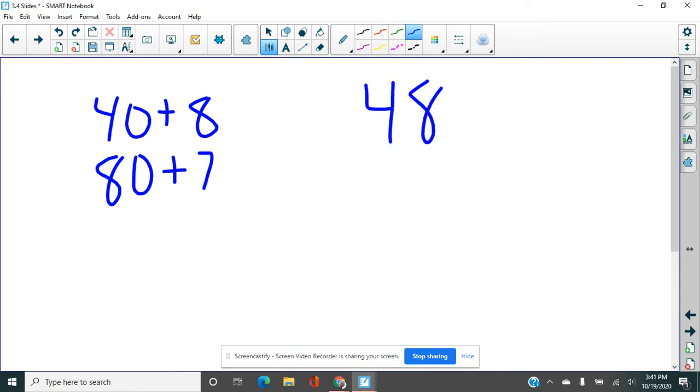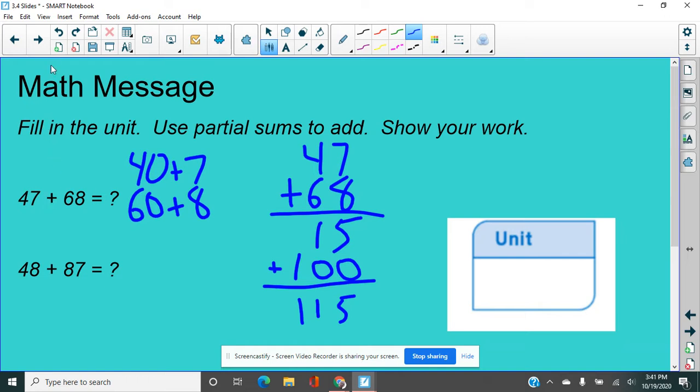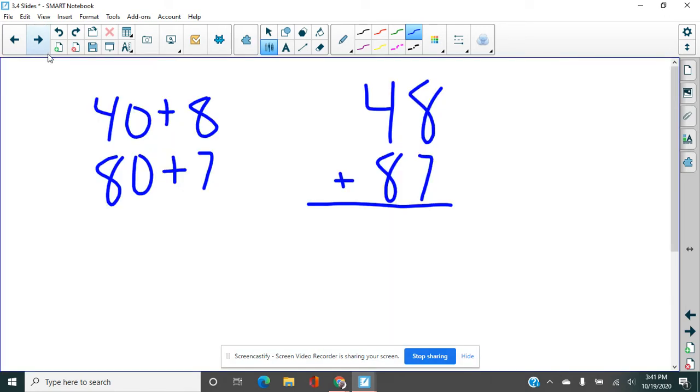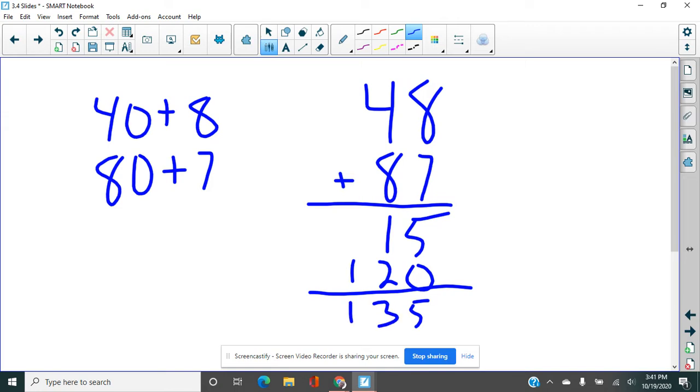Okay, so when we write it here, we have 8 plus 7. Did we have 8 plus 7 on the last one too? We sure did. 8 plus 7 is 15. And then 40 plus 80. Well, 8 plus 4 is 12, so that would be 120. We put those together and we get 135. So that's what we should have had for that.